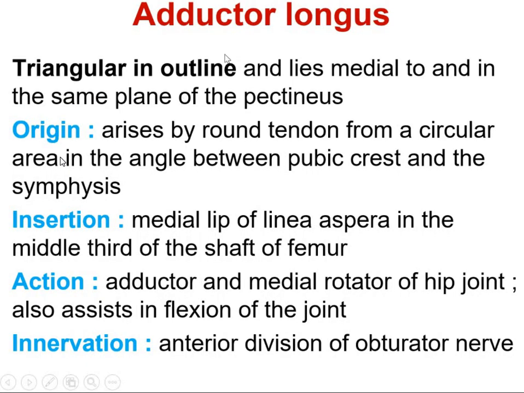Action: obviously adductor, adductor and medial rotator of the hip, and also assists in flexion of this joint, that is hip joint. Okay. So adductor, medial rotator, and the flexor of hip joint. Okay. Innervation is by the anterior division of obturator nerve.